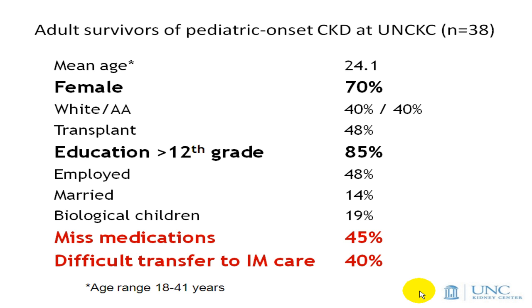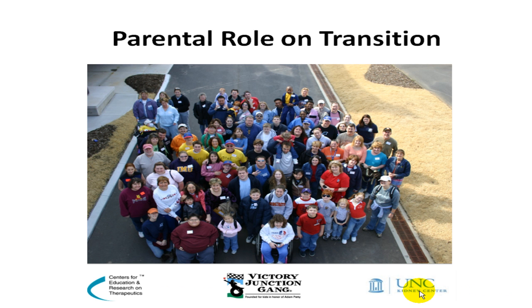Half of them are transplant, and about 85% of them completed 12th grade. So these are people who have some education, perhaps had a good life. And look at their employment. Look at how many are married or have biological children. More importantly, look at their self-reported adherence. They say 45% of the time they missed their medicines, and it was difficult to go to internal medicine care 40% of the time. So we have a lot of work to do.